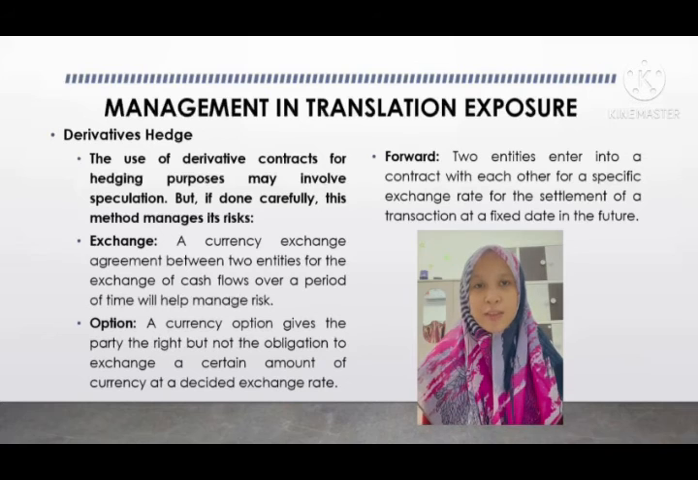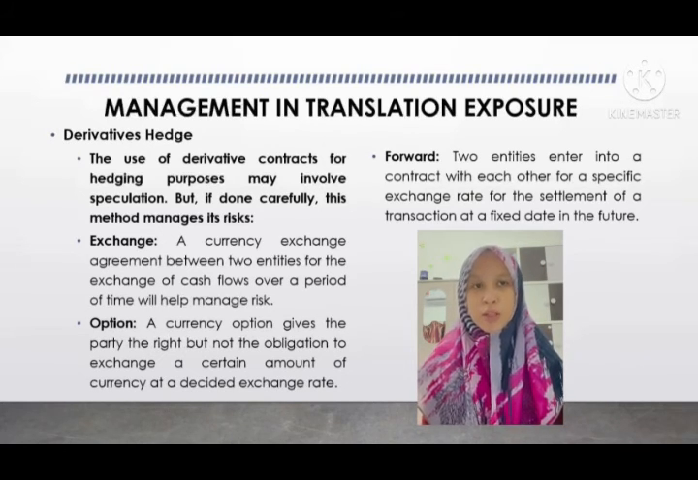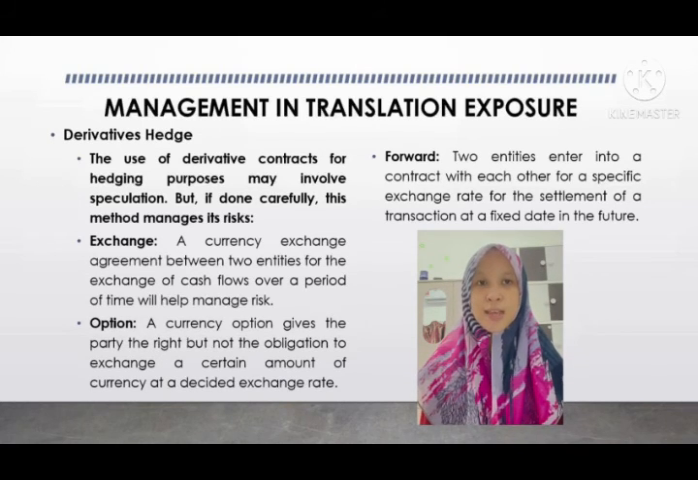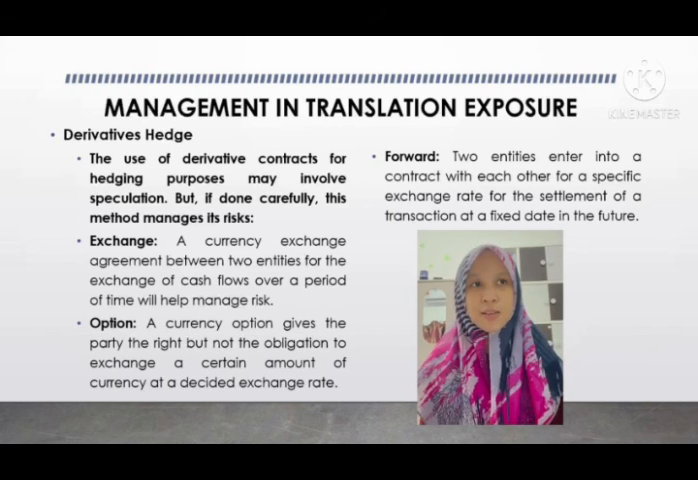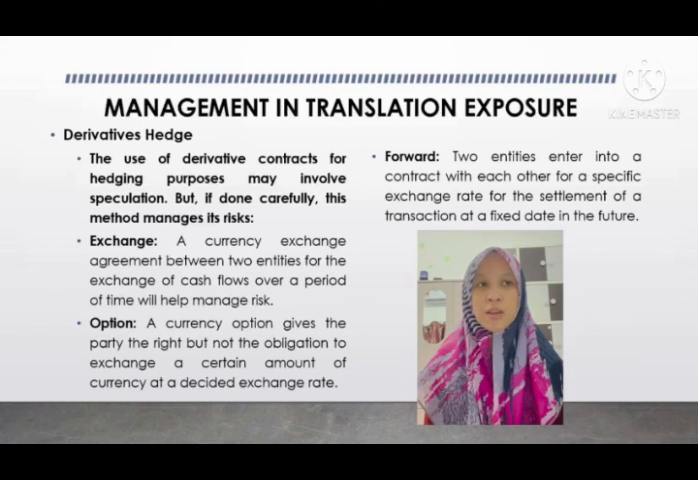Second is the derivative hedge. The use of derivative contracts for hedging purposes may involve speculation, but if done carefully, this method manages risks. First, swaps: a currency exchange agreement between two entities for the exchange of cash flow over a period of time will help manage risk. Second, options: a currency option gives the party the right but not the obligation. Third is forwards: two entities enter into a contract with each other for a specific exchange rate for the settlement of a transaction at a fixed date in the future.